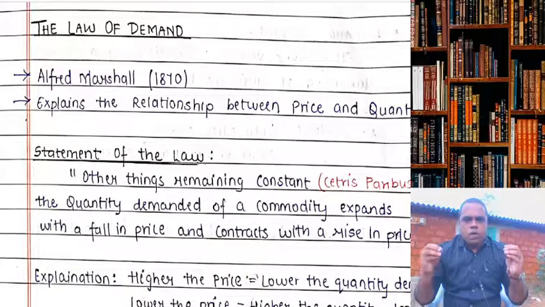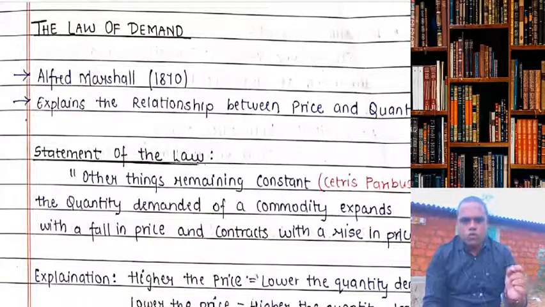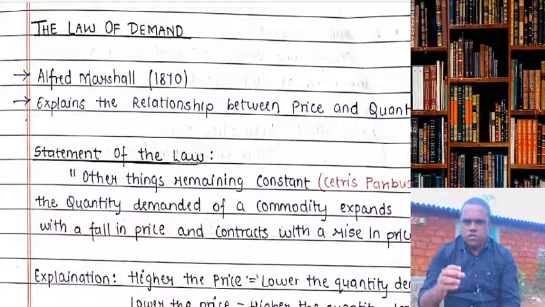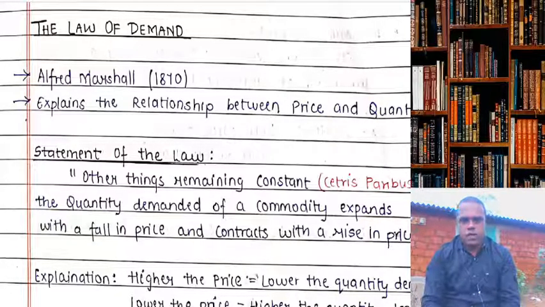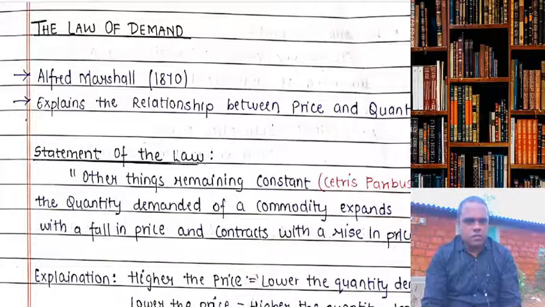Children, among the many different factors which determine the demand for a particular commodity, the most important factor is price. In fact, price is the determinant which plays a very important role in determining whether the demand for a particular product will be more or less.